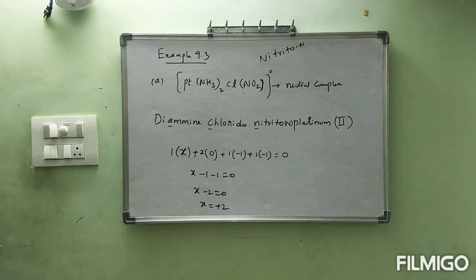How did I write platinum 2 here? We don't know the platinum oxidation number, I took it as X. Amine, NH3, is 0, a neutral ligand. Chlorine is -1, NO2 is -1. For the total complex, they didn't mention any charge, correct? So X minus 1 is equal to 0, X minus 2 is equal to 0, X is equal to plus 2. X means the charge present on the central metal atom.